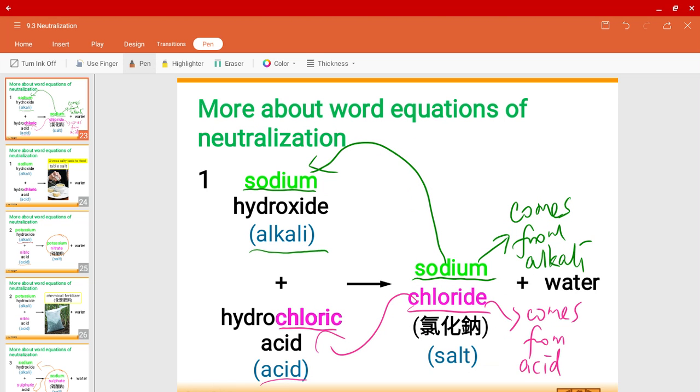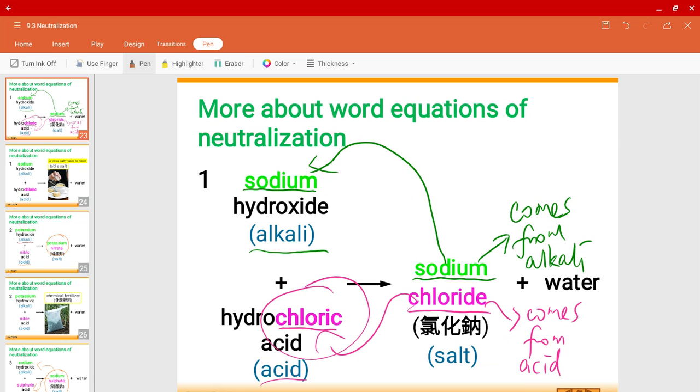Alright, this is just a general rule of thumb. It may not be entirely correct, but it gives you the general idea of how we name salts. However, sometimes we might need to change the name. For example, sodium chloride: the word chloride is not exactly the same as chloric, but we get the general idea of how the name is formed.